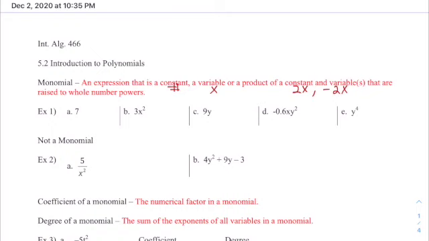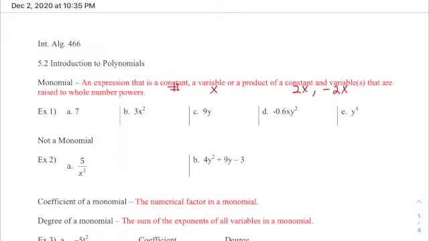And so example 1a is like a 7, so that's a constant. And example 1b is going to be 3x squared, and that's a constant and a variable. C is 9y, that's going to be a constant and a variable. And D is negative 0.6, that's a constant. So we didn't say anything about the constant being negative.